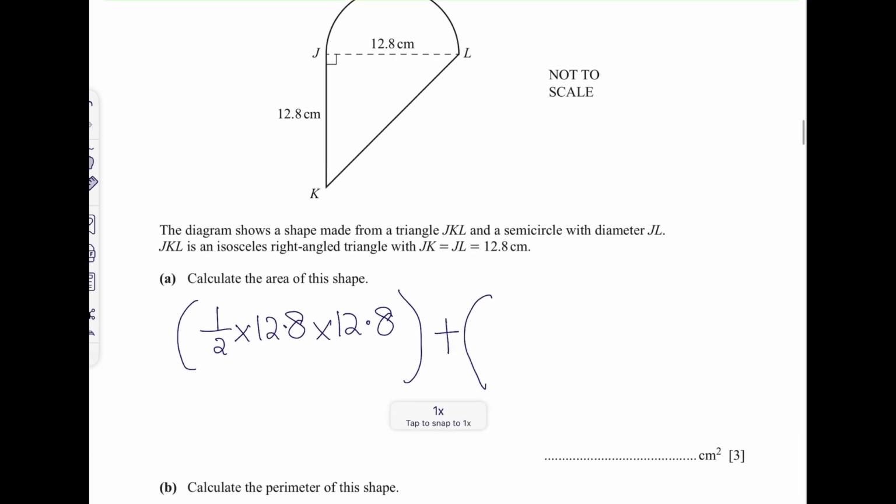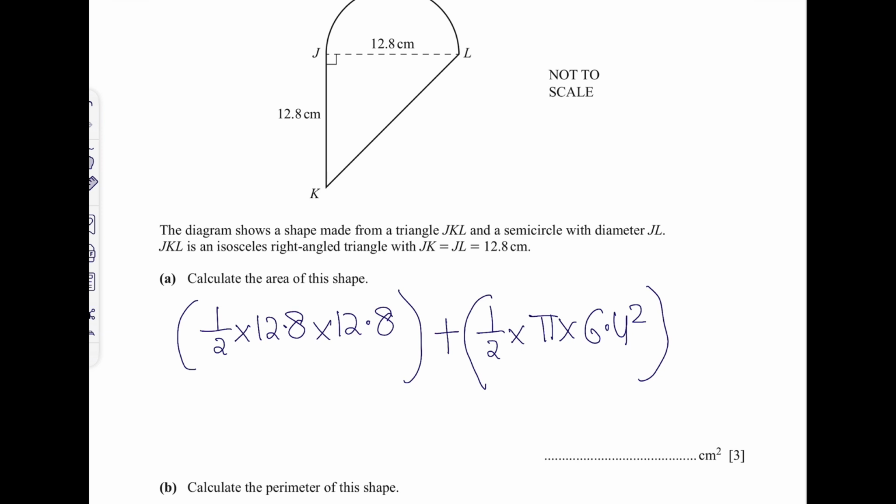Now since this is a semicircle, what I would do is half into pi into r squared. R is basically 12.8 divided by 2. That's going to be 6.4. 6.4 squared. Why did I do half? Because it's a semicircle, so obviously you need half the area. Just put the whole thing in a calculator.